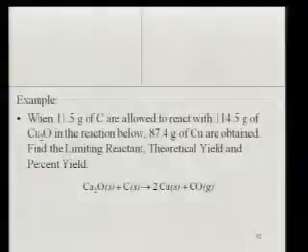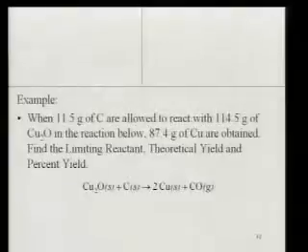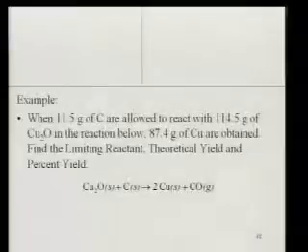All right. So I'm reacting 11.5 grams of carbon with 114.5 grams of copper 1 oxide. According to this reaction that you see, I form 87.4 grams of carbon. Okay, or sorry, of copper. My fault. So I'm mixing this much carbon, this much copper 1 oxide, and when I measure this and I collect my product and I weigh it, I get 87.4 grams of solid copper.